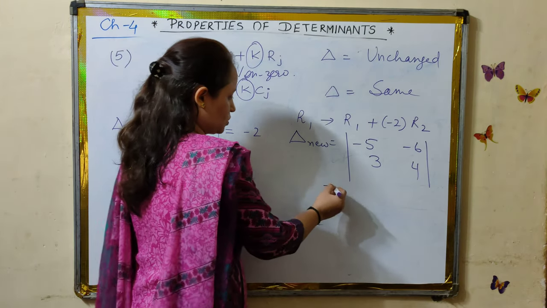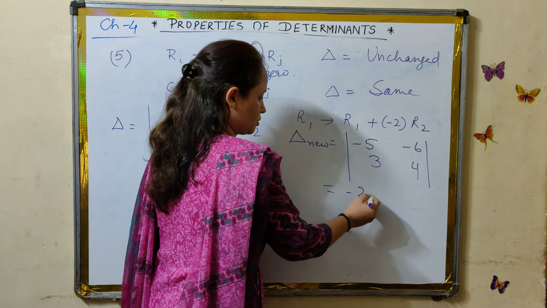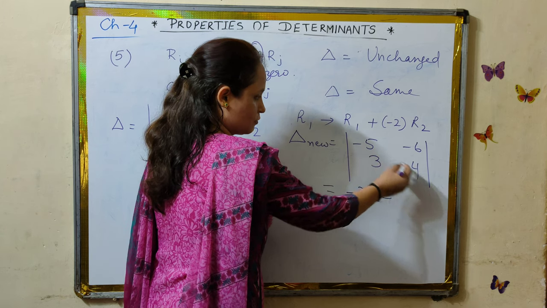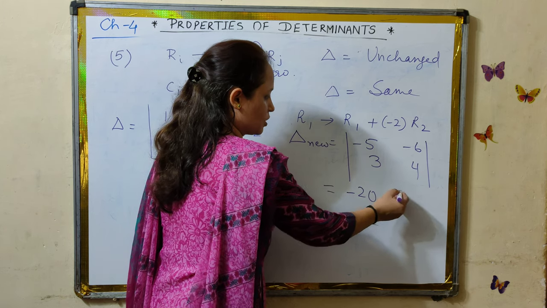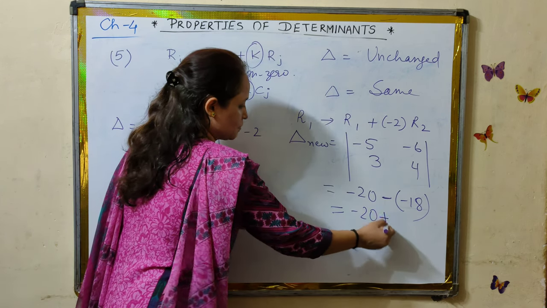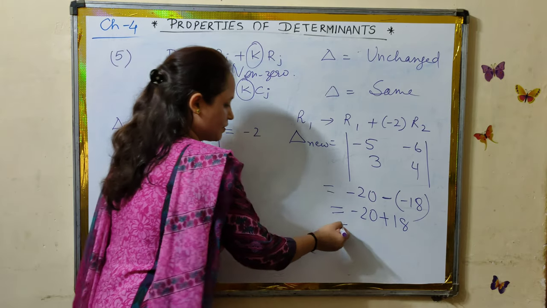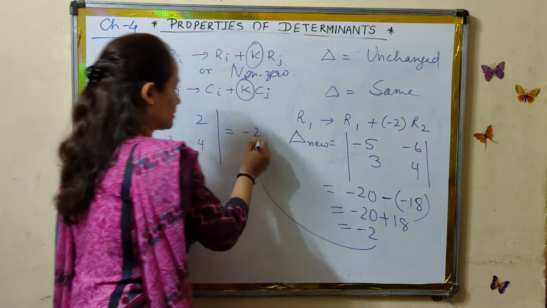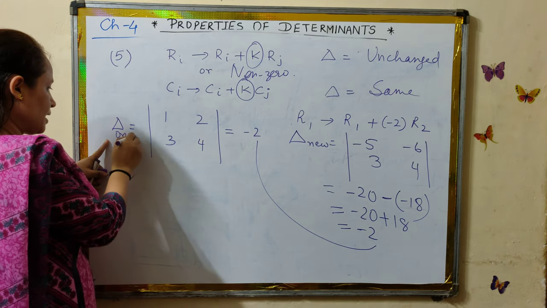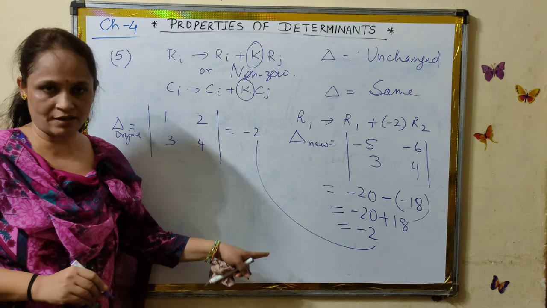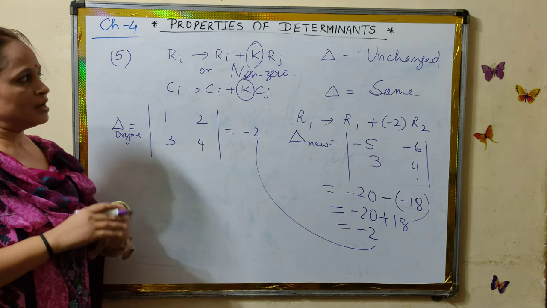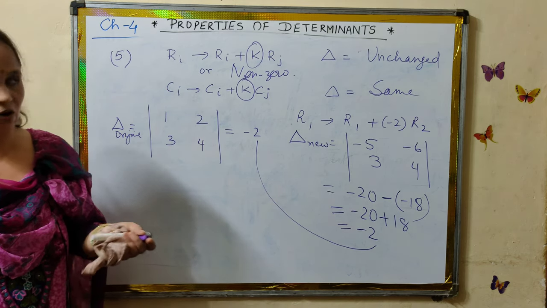What do we get as the value of the new determinant? Minus 20, the product of the diagonal elements, minus the product of the off-diagonal elements. So we get minus 20 plus 18. What are we getting? Minus 2. Are we getting the same result as we had for the original determinant? Yes, the original determinant and the new determinant have equal values. That's what the property says. So we can apply these row and column operations, and the value of the determinant will remain unaffected.